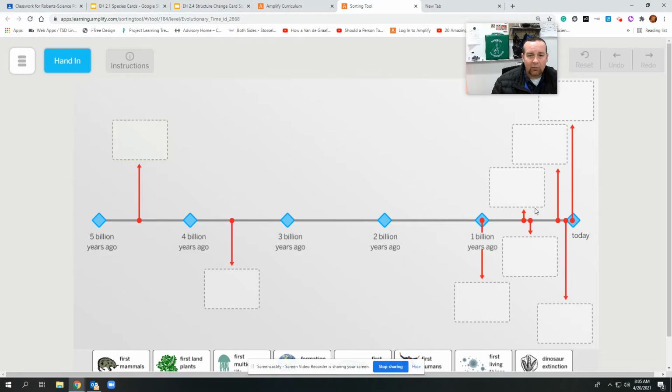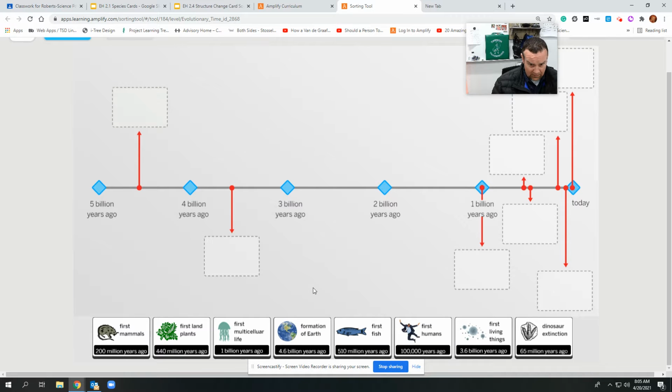You'll see a timeline appear starting way back 5 billion years ago and going all the way to today. Down here at the bottom, we have some life events, I guess we could call them. It's your job to put them in the correct order. Read them, figure out what year, and then put them in their correct year. I'm going to do this with you. We're going to do the oldest first.